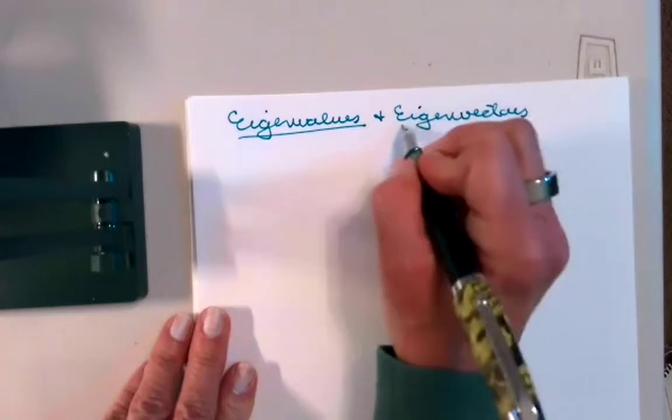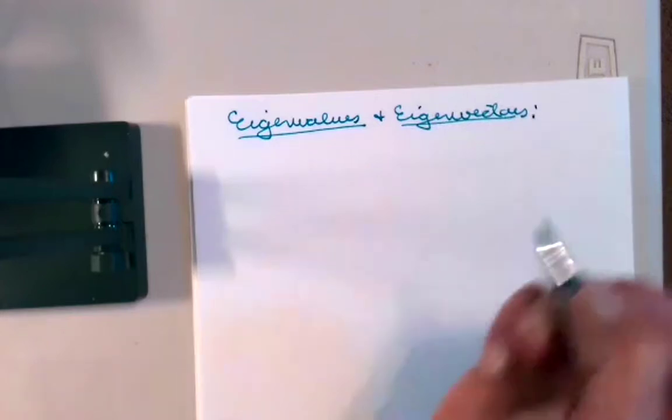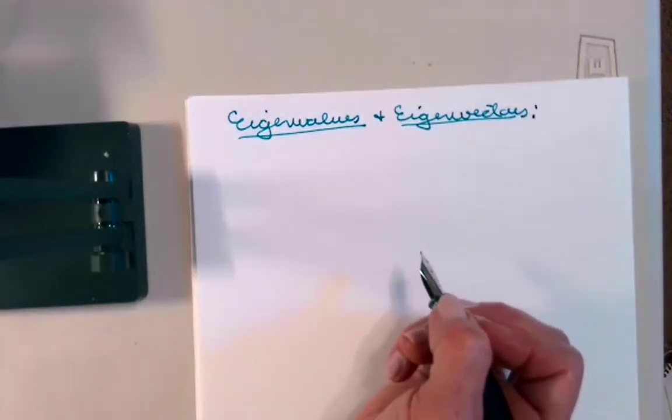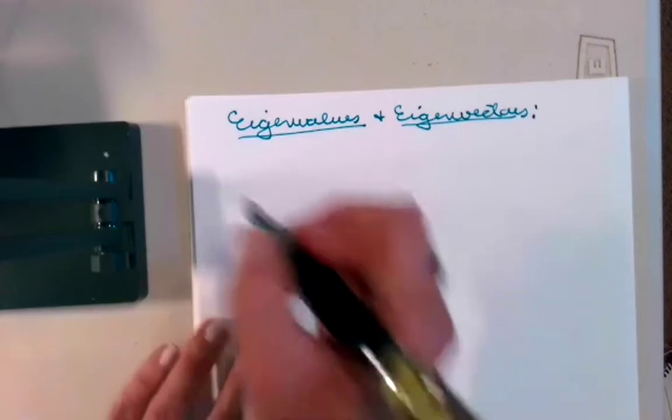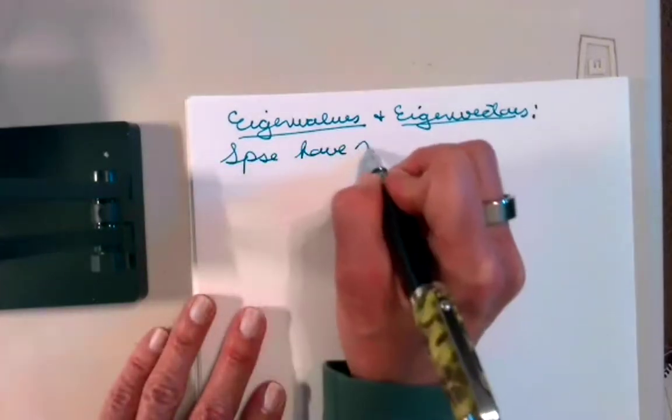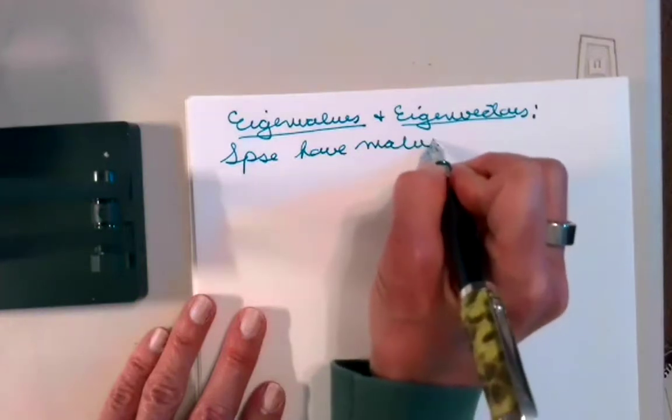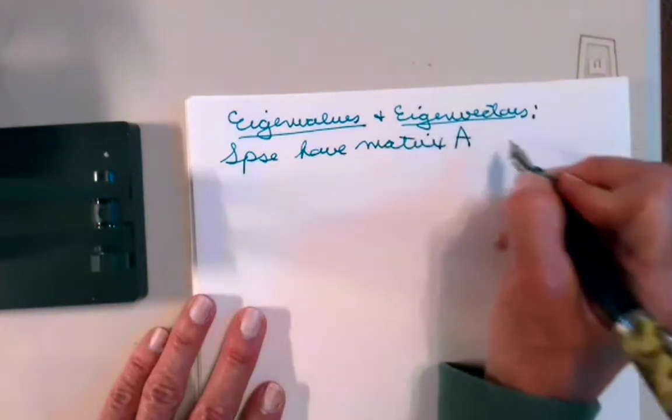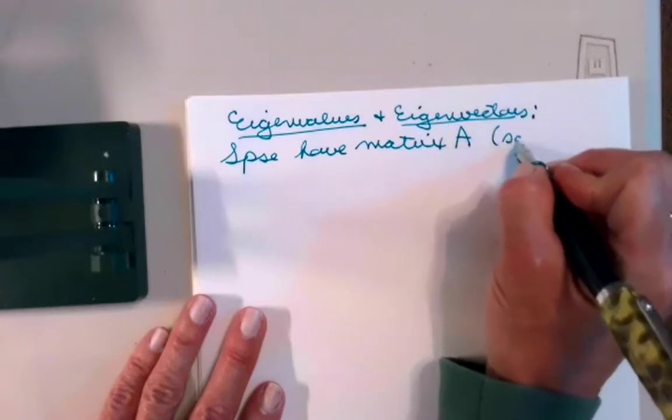And for some students, just the names are confusing. Don't worry about where the names come from, okay? So suppose we have a matrix A, okay? And it's going to be a square matrix.